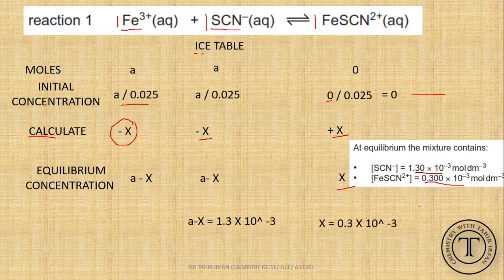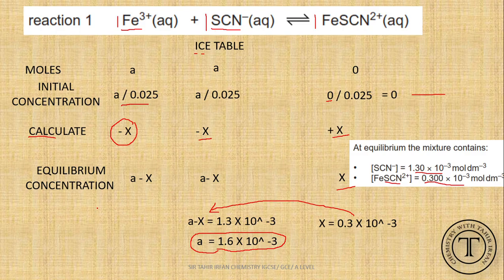So I have written x is equal to 0.3 into 10 raised to power minus 3, as we can see from here, and a minus x is equal to 1.3 into 10 raised to power minus 3. If we calculate a from here, just substituting the value of x from there, we get a as 1.6 into 10 raised to power minus 3. That is the initial concentration for SCN and for iron.